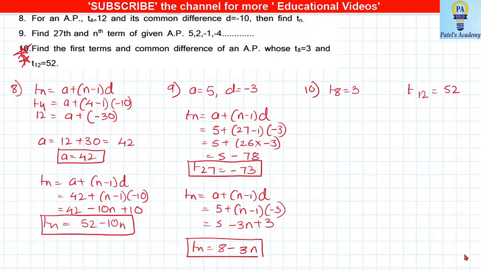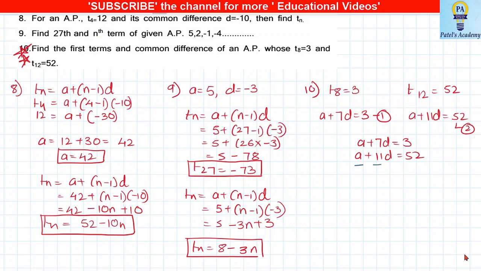Now we know, students, T8 is nothing but A plus 7D, first equation, and T12 is nothing but A plus 11D, second equation. Now this is like a simultaneous equation. So what will you do? We will just subtract the two equations. So A plus 7D equals 3, A plus 11D equals 52. So when you subtract, A will cancel.